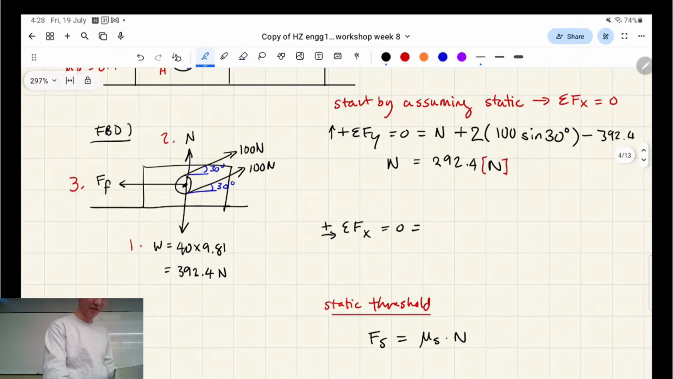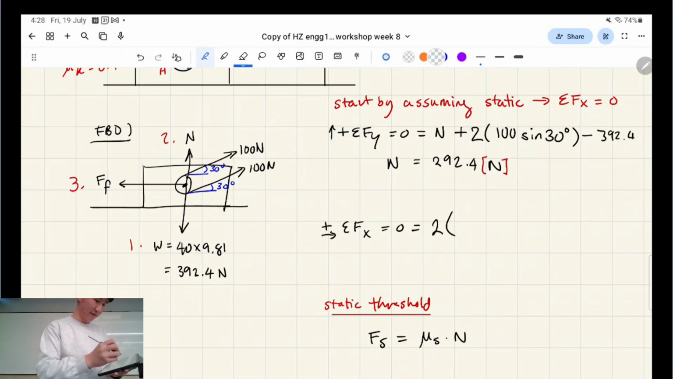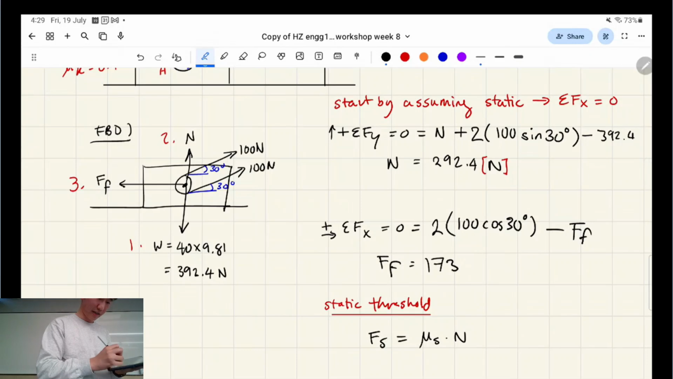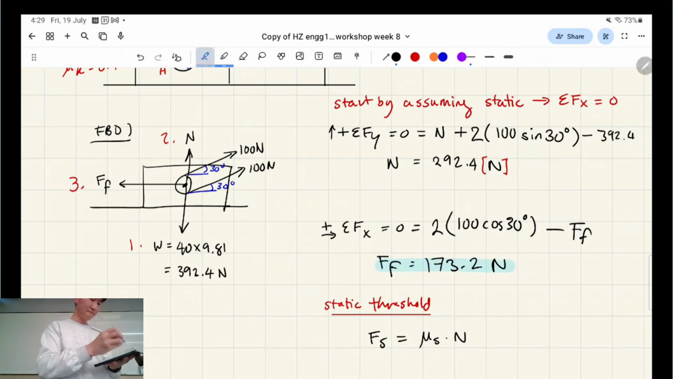Sum of the forces in the x direction is equal to 0. So in the x direction we have 2 lots of 100 cosine 30 degrees, and then we have to subtract this unknown friction force, which we solve for. This friction force is 173.2 newtons, right?